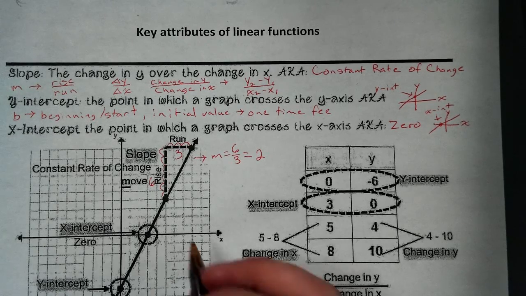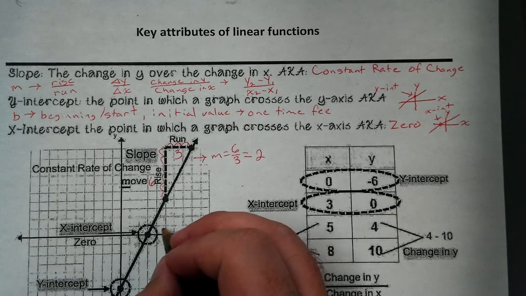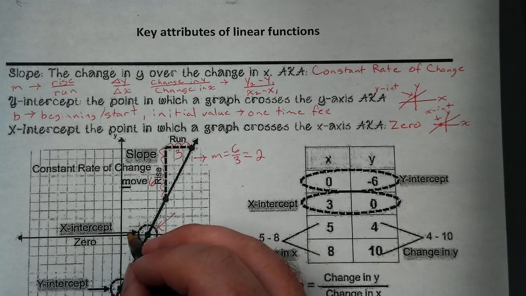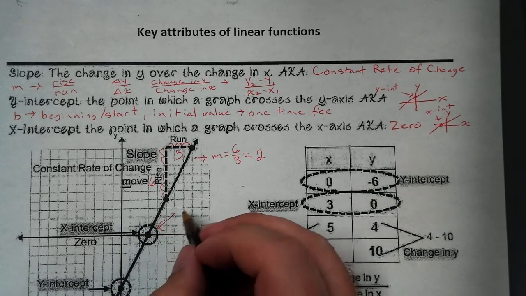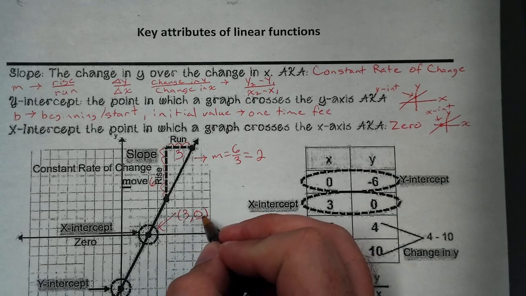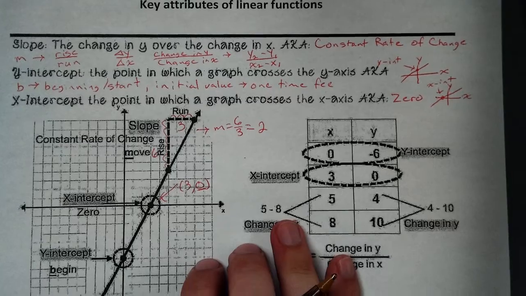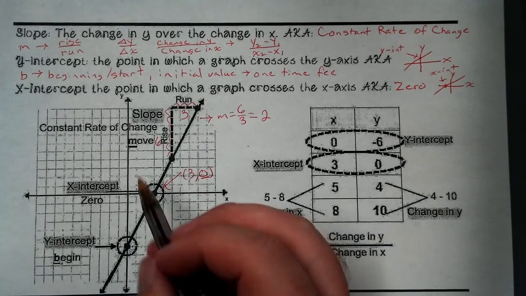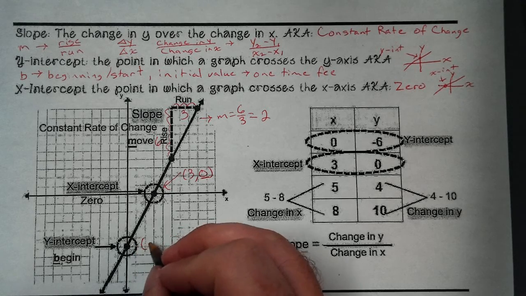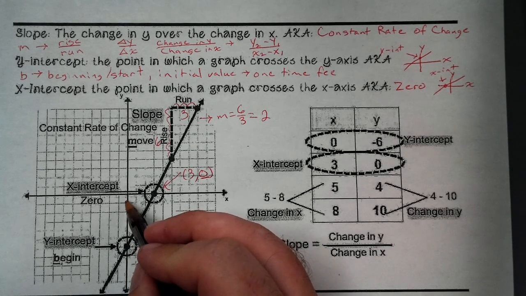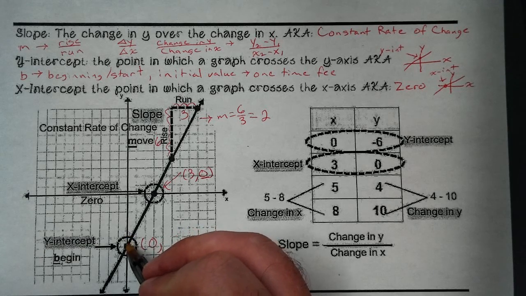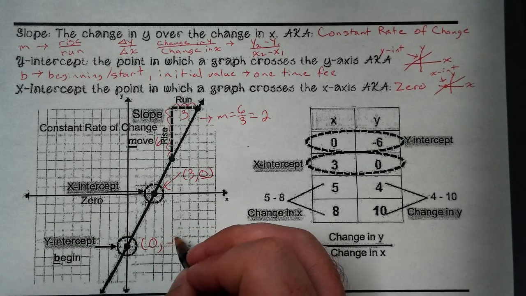Our x-intercept is going to be right here where it hits the x-axis. And what point is that at? That's at 3, 0. So the x-intercept, the y will always be 0. The y-intercept, the one you're familiar with, the beginning point, the x will be 0. And the y will be, on this one it goes down 1, 2, 3, 4, 5, and 6. So, -6.